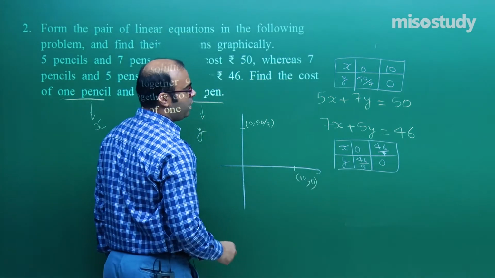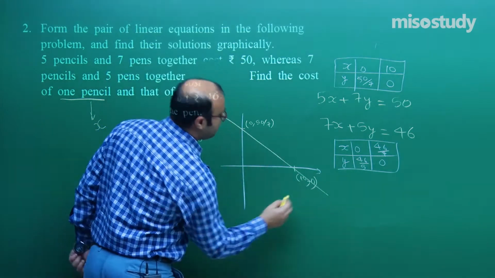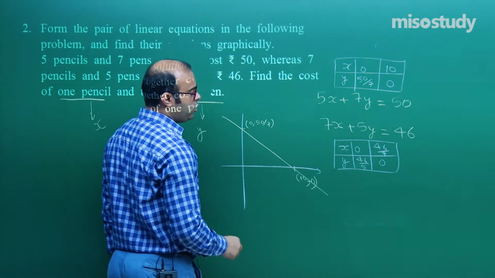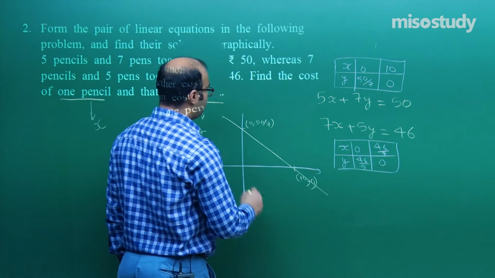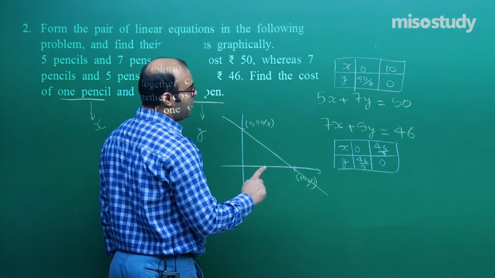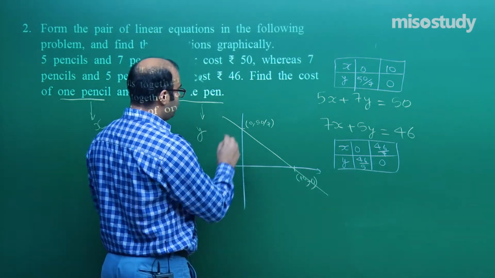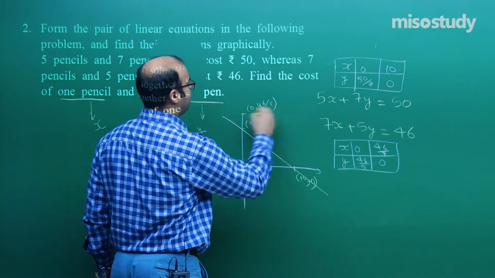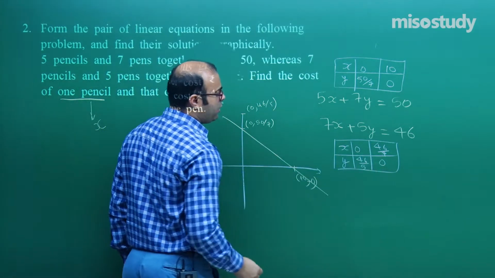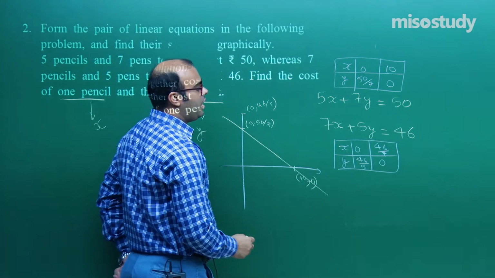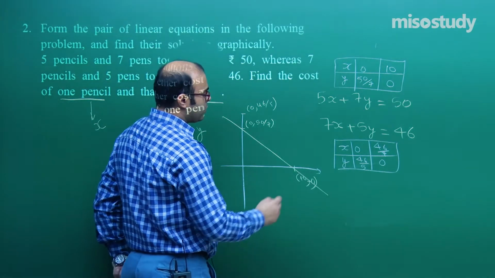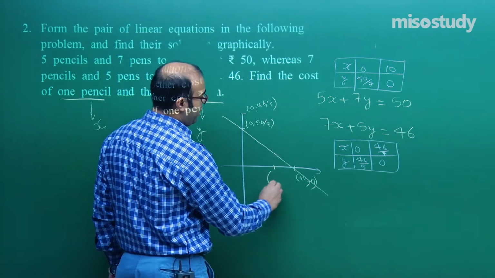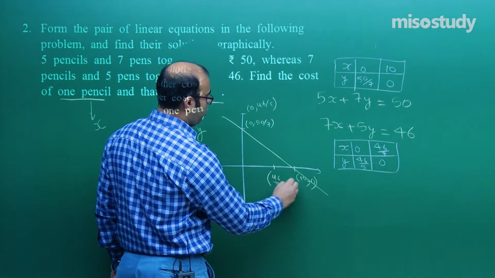Similarly, for this equation, let us draw this line first. For this equation, (0, 46/5), which is a little more than 9. So it may be somewhere here, (0, 46/5), and (46/7, 0), which is a little more than 6. It may be somewhere here, (46/7, 0).